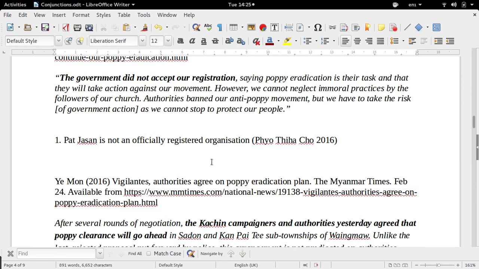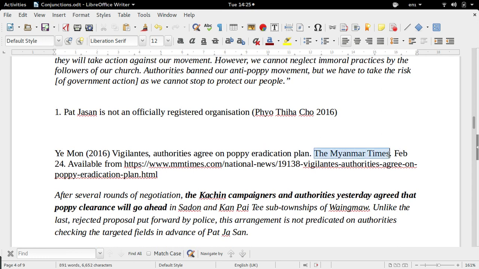However, I read another article in the Myanmar Times, and then I found out here, during one poppy eradication plan or scheme, I found out that the Kachin campaigners and the authorities yesterday agreed that the poppy clearance will go ahead.